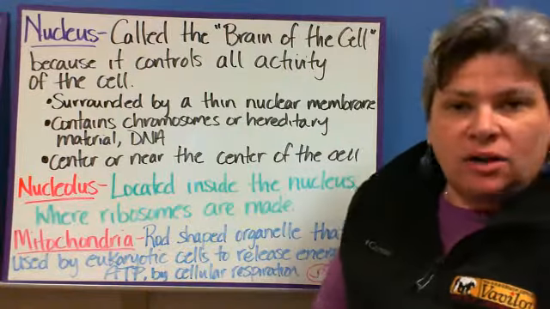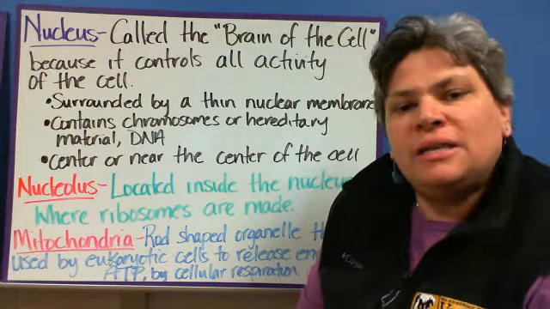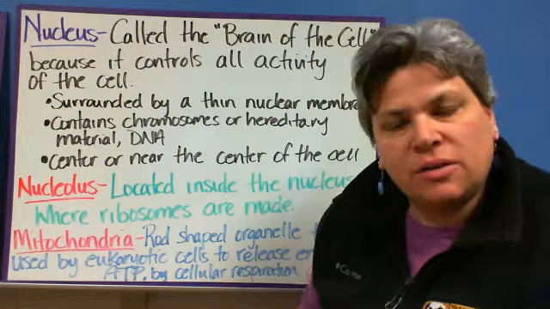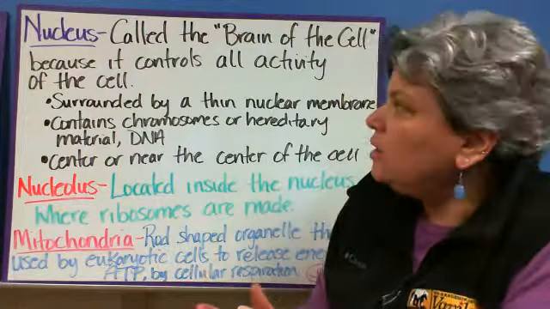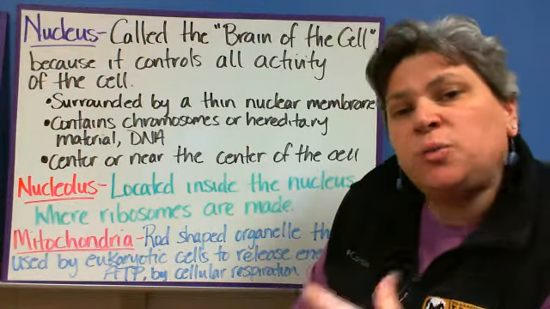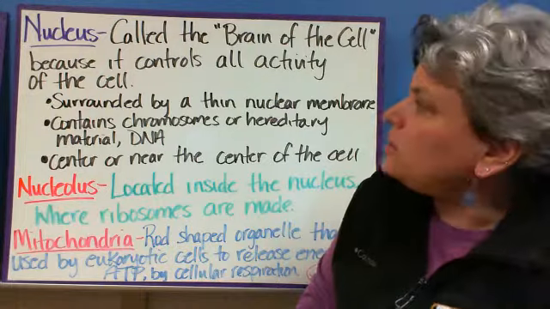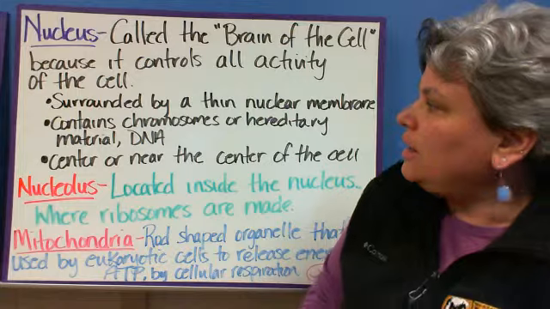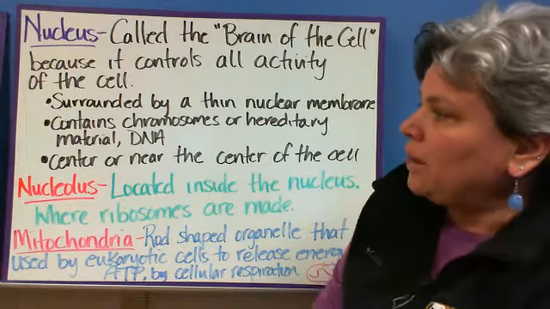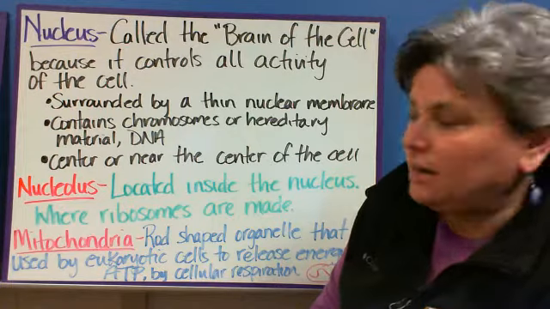In eukaryotic cells, which are the ones that we're going to be concerned with at this point, primarily we're looking at differences between plant cells and animal cells. That's where we're going to focus for the purposes of these notes. So let's look at the nucleus, which we know eukaryotic cells have. It's called the brain of the cell because it controls all the activity inside the cell. It is surrounded by a thin nuclear membrane.